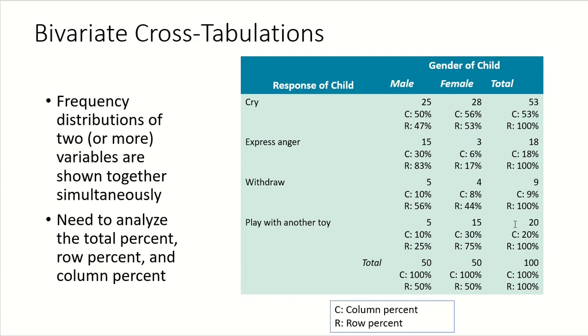Over here on the outside of the table, we've got the totals. So for the column totals, it's always going to be 100% at the bottom. And for the row totals, it's always going to be 100% on the right side of the table.